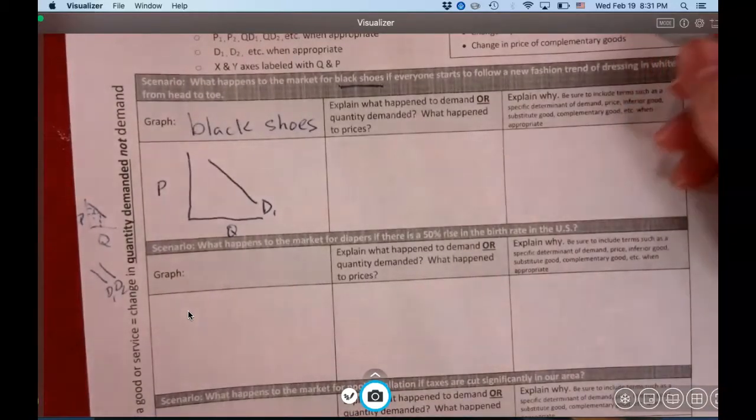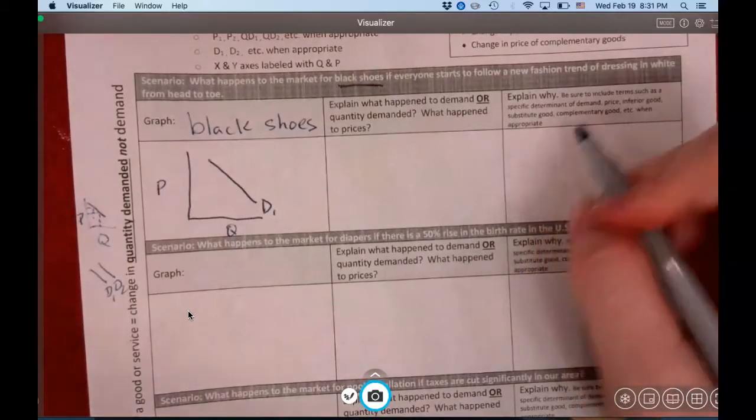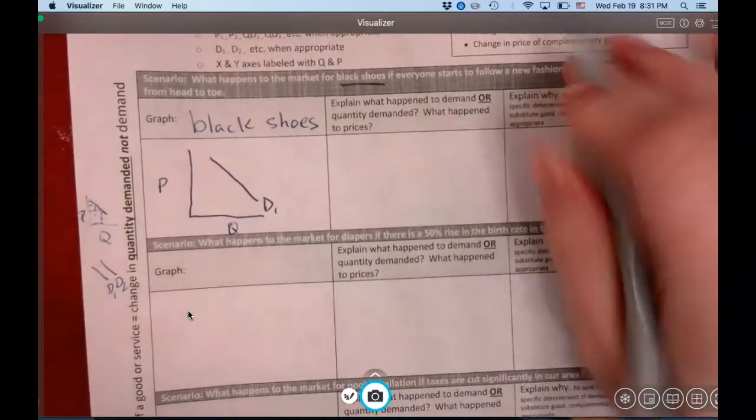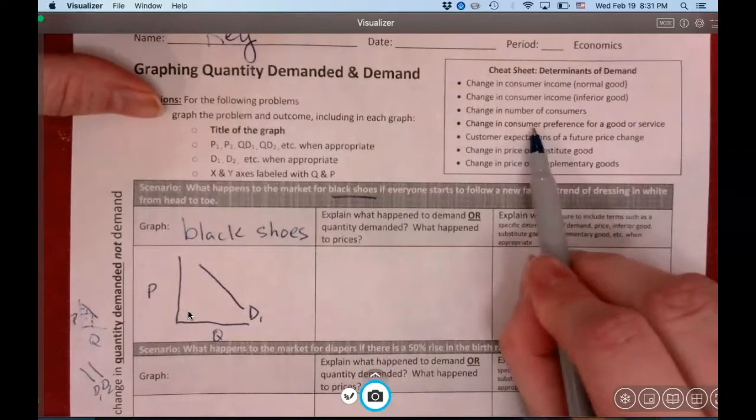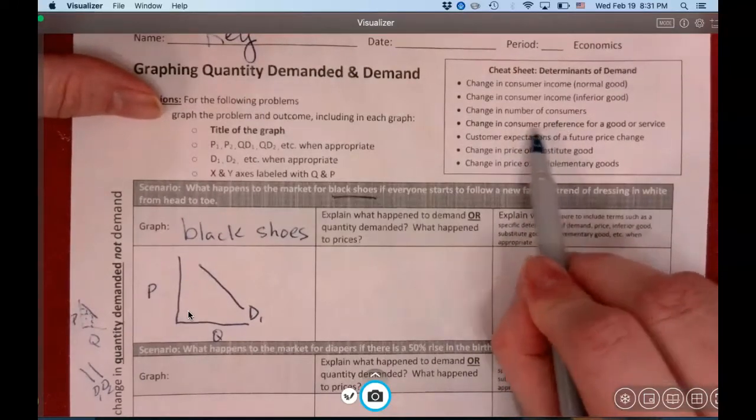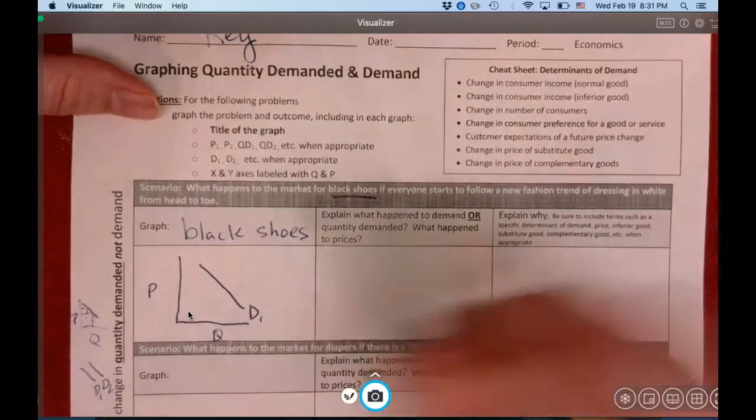Okay, this is a change in consumer preference for a good. So what is happening to consumer preference? Is it increasing or decreasing for black shoes?